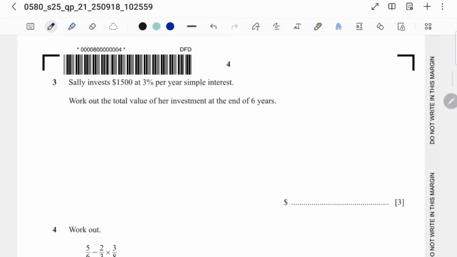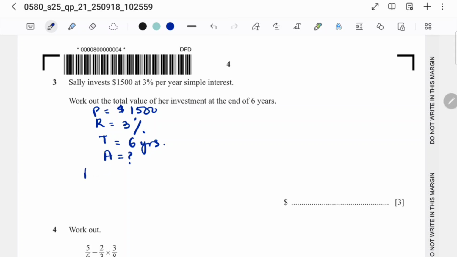Now move to question number 3. In question number 3, Sally invests $1,500 at 3% per year simple interest. The rate is given. So the principal is equal to $1,500 and the rate is given, 3% per annum simple interest. Work out the total value of her investment at the end of 6 years. So the time is equal to 6 years, and the total investment at the end means that the amount is required.